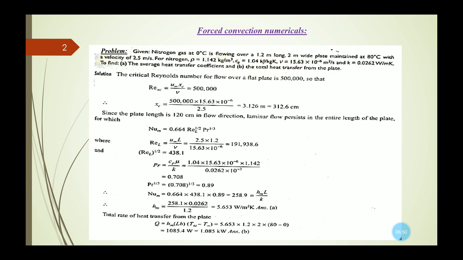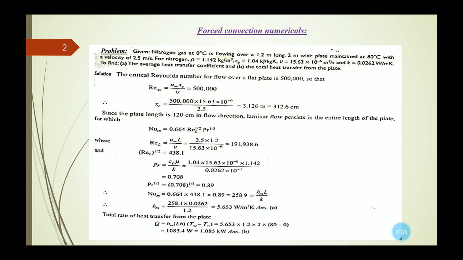So this formula of the Nusselt number we need to use here to calculate the average heat transfer coefficient, because the Nusselt number formula is hL by k. Now the Reynolds number for the entire length of this plate is UL by nu, where L will be the total length of the plate, which is given in the numerical. So the Reynolds number is coming as 1,91,938.6. Now root under Reynolds number is 438.1.